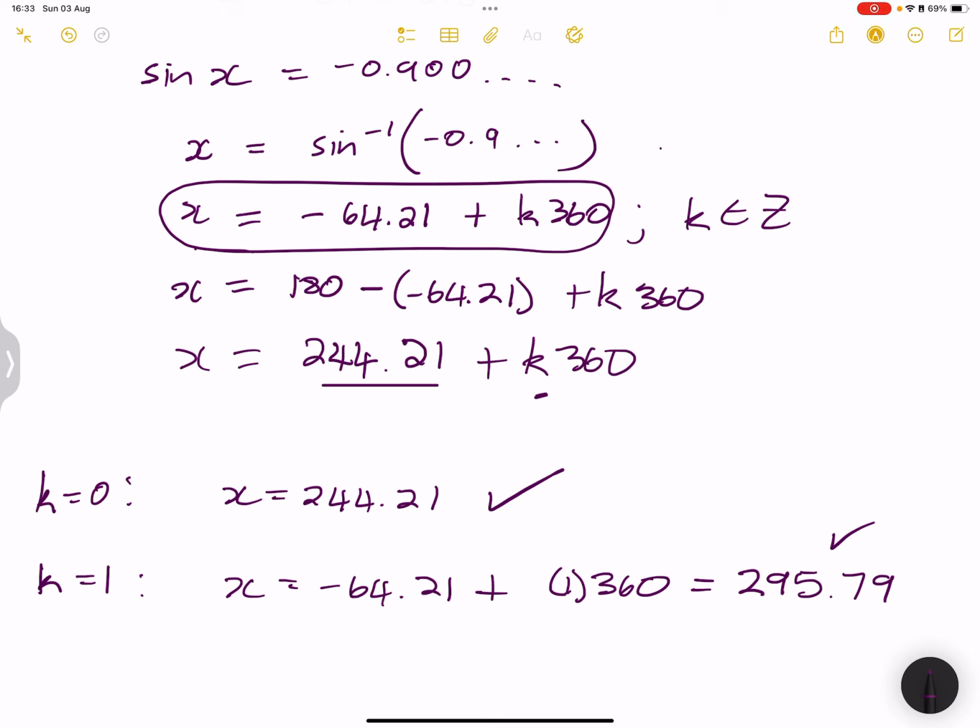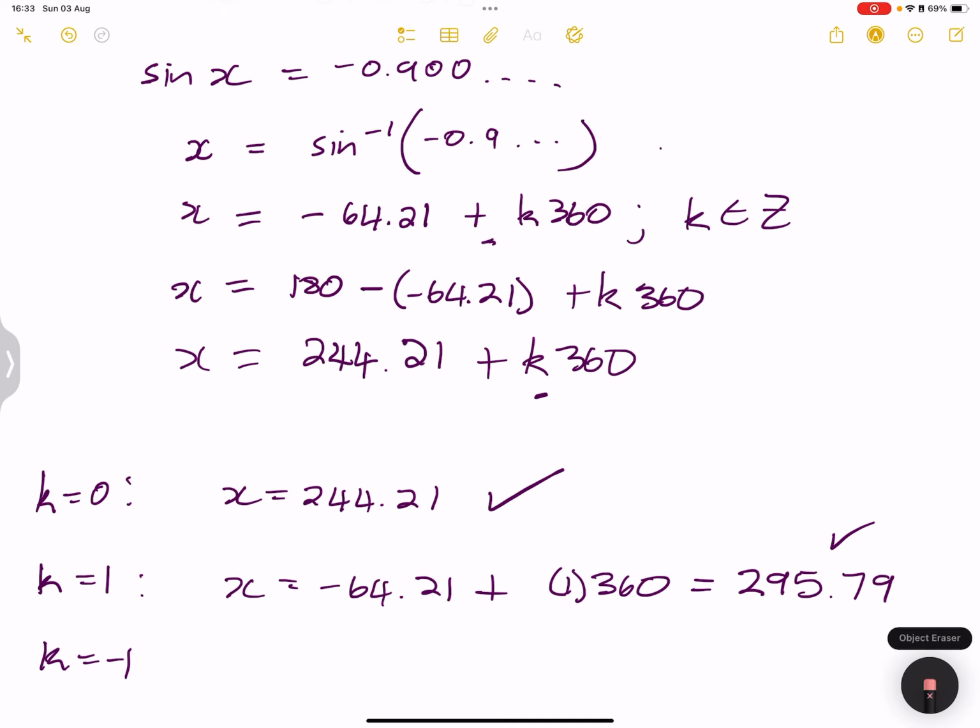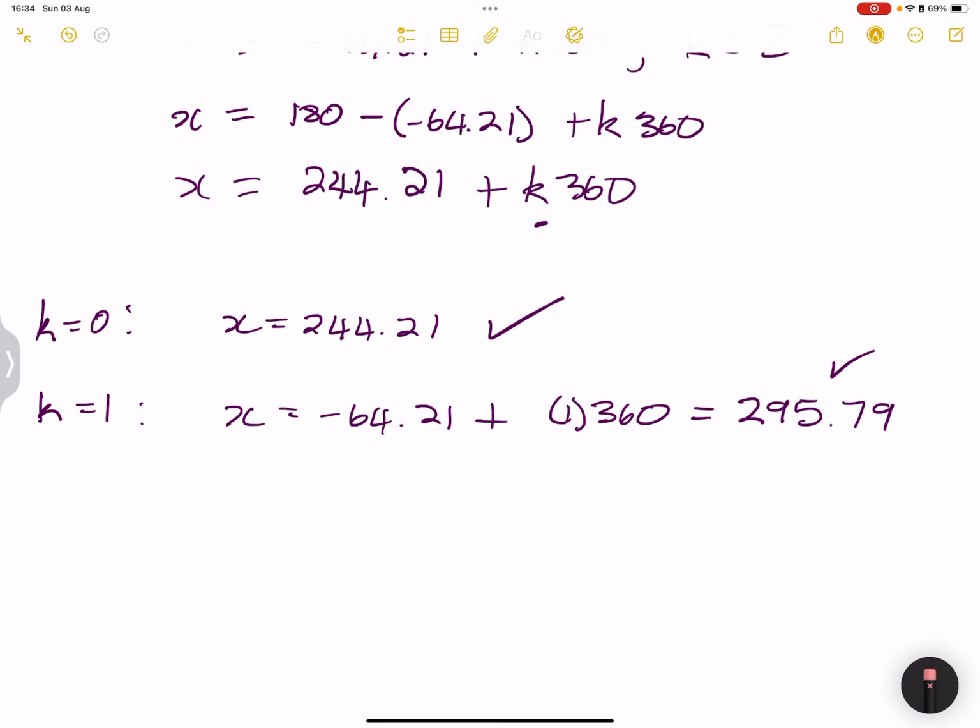Those are the only two solutions I can have, because if you take k equal to -1, you definitely get a negative angle there, and you also get another negative angle for the other solution. So I'm not going to bother doing that. The only two angles that are applicable are x is equal to 244.21 and 295.79. And ladies and gents, that is how the cookie crumbles.